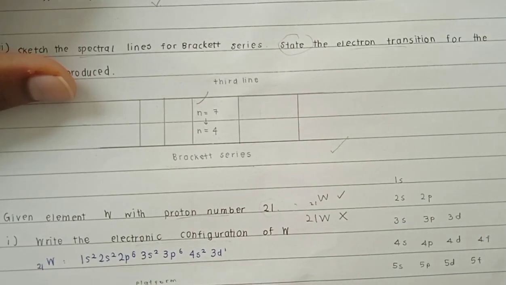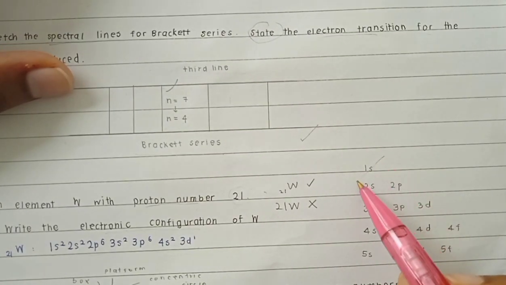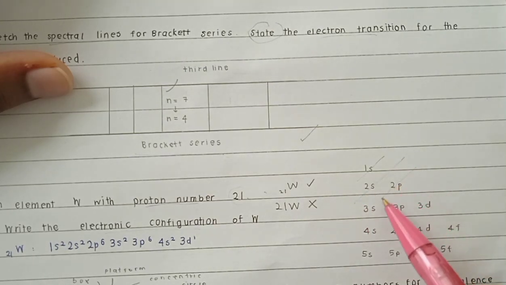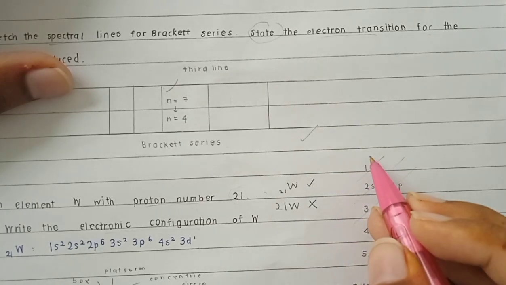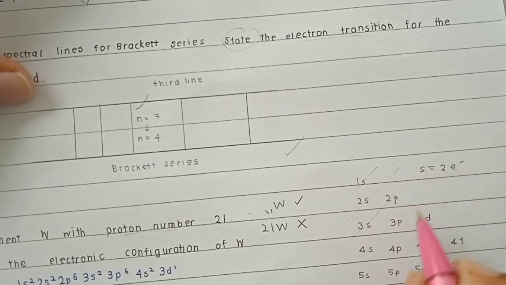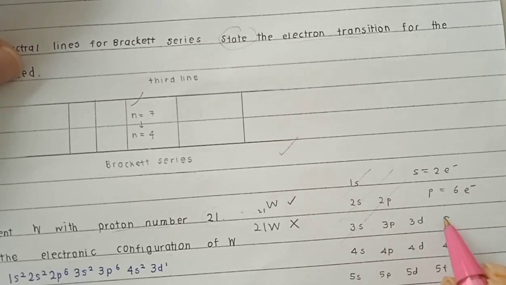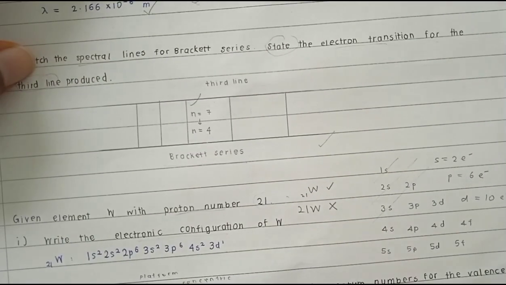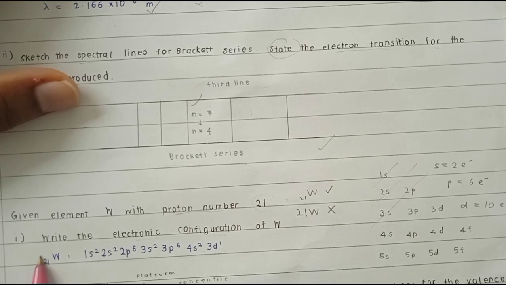Then just write. For this, you have to remember this. How to write? First we start with 1s2, then 2s2, and then 2p6. Remember that s can only fill 2 electrons, p 6 electrons, and d 10 electrons. According to this, we will write the electronic configuration for proton number 21.